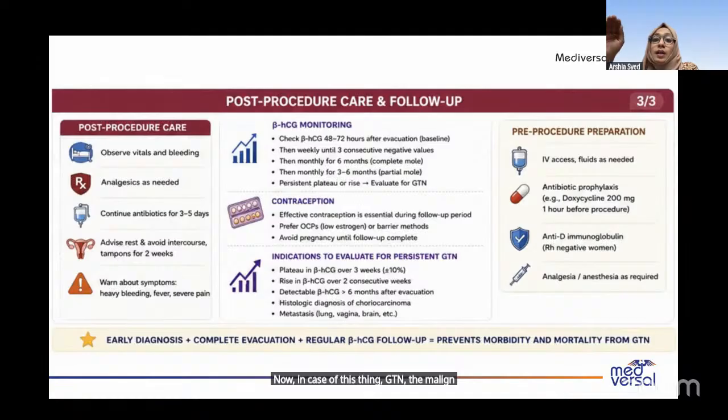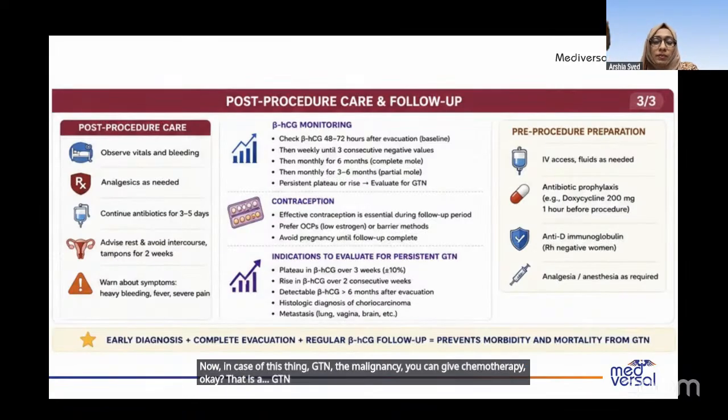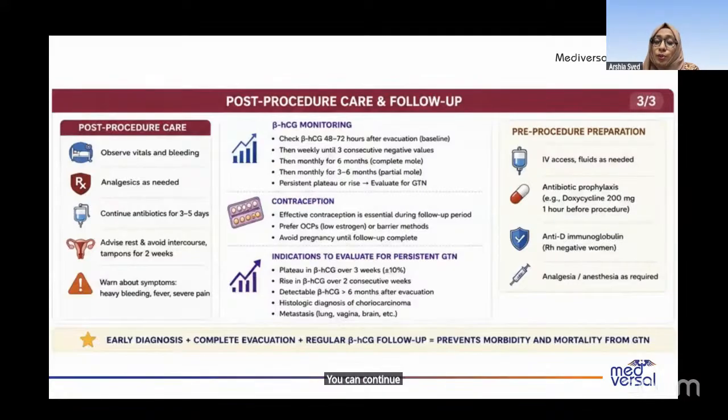If metastasis occurs, in case of GTN, the malignancy, you can give chemotherapy. GTN is a completely different topic which I've not gone into. But what you need to know is that even if there is GTN, there is the option of chemotherapy.